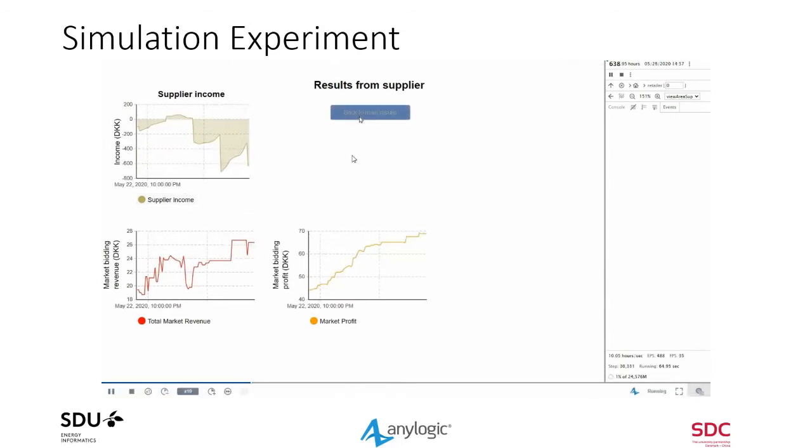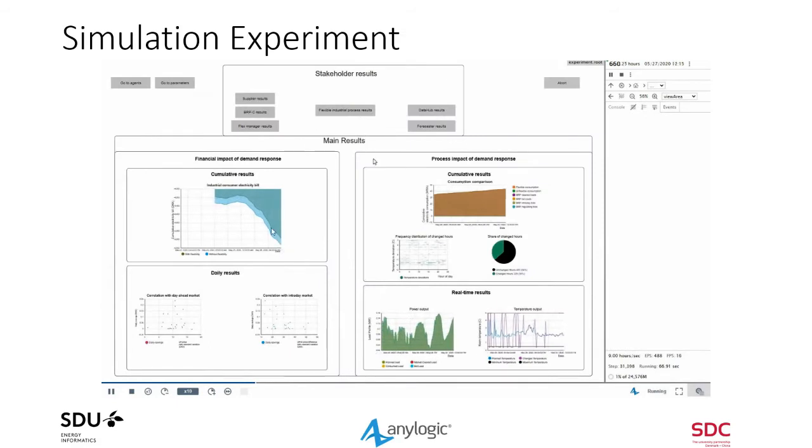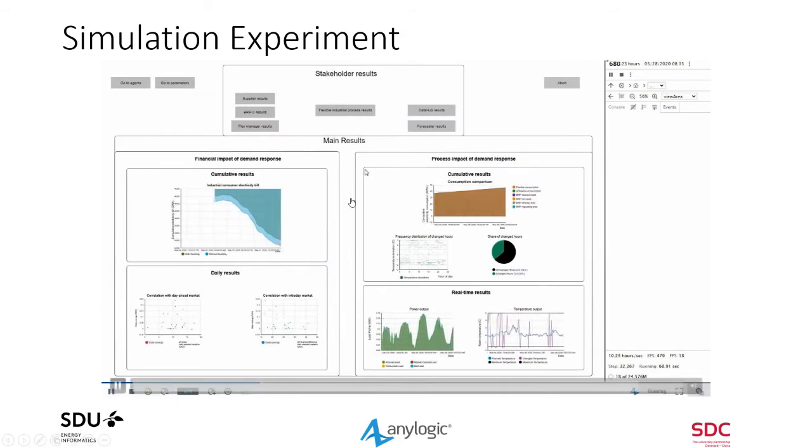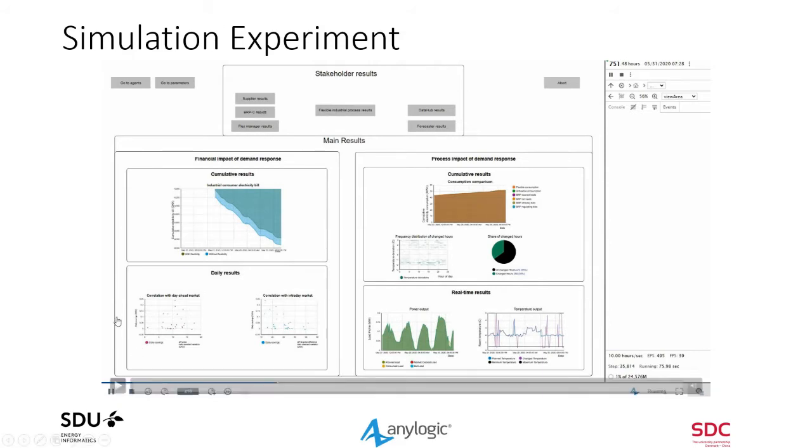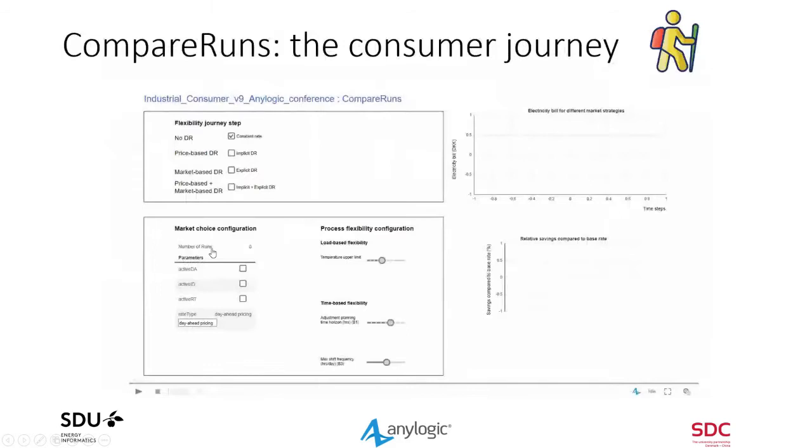For the industrial consumer, this is just to make sure essentially that the supplier behaves as accepted in the contract, right? So that his income stays around zero, which is what you would expect for a supplier without profits. But I would say for the industrial consumer, the main results of interest are these here. So this is for one simulation. Now, what we want to do is compare different scenarios, right? This is the power of simulation in general.